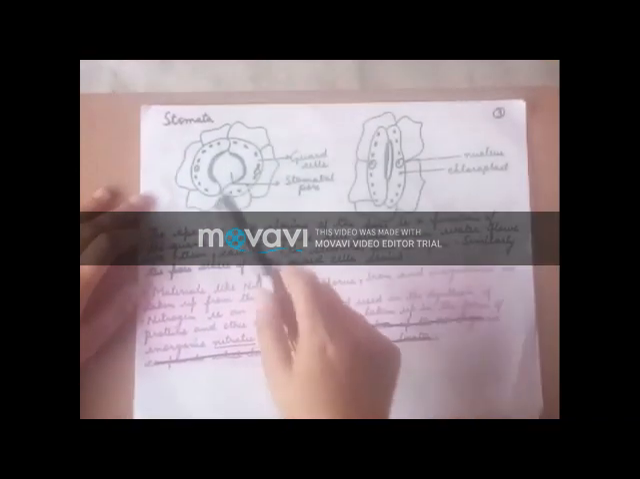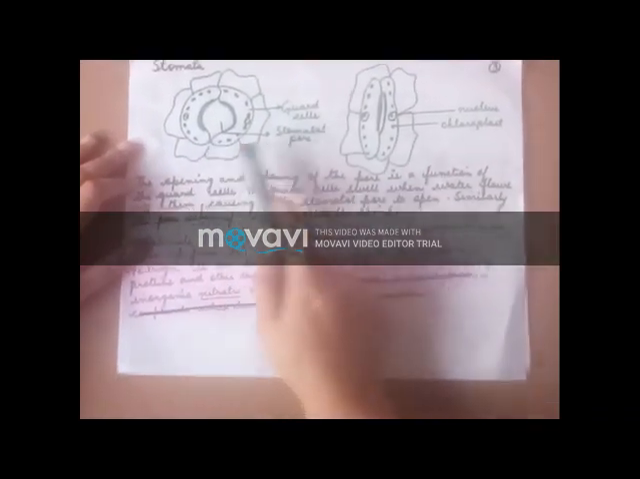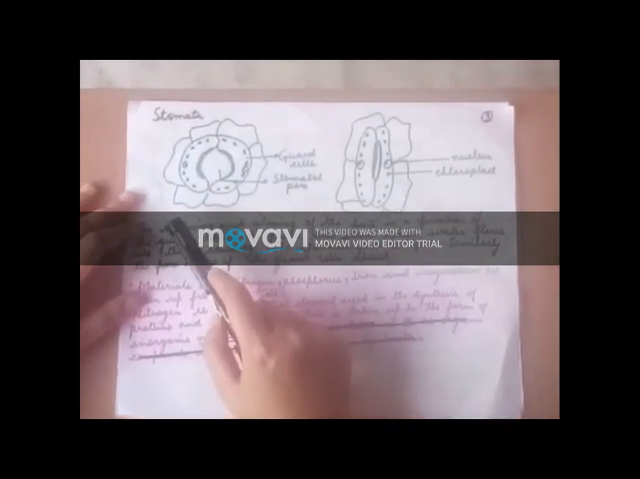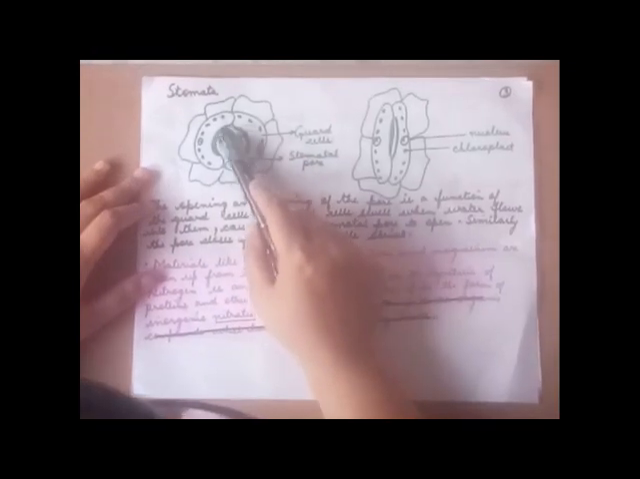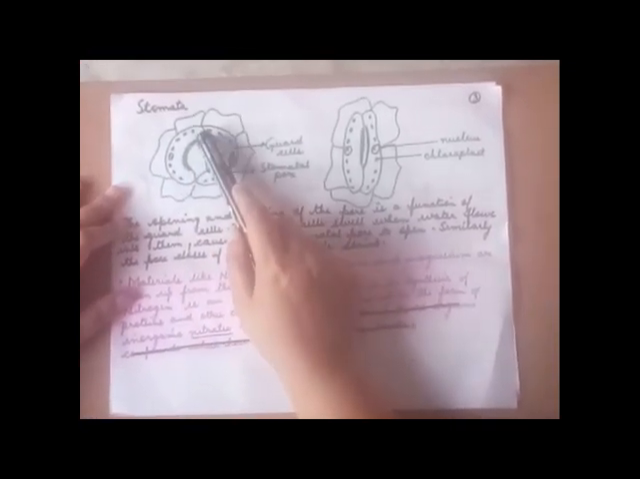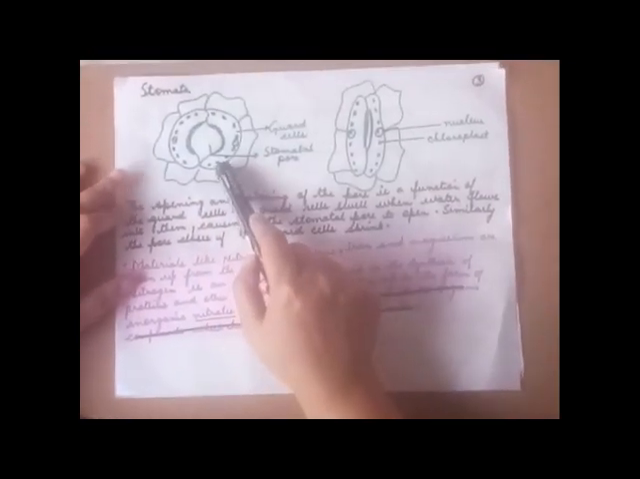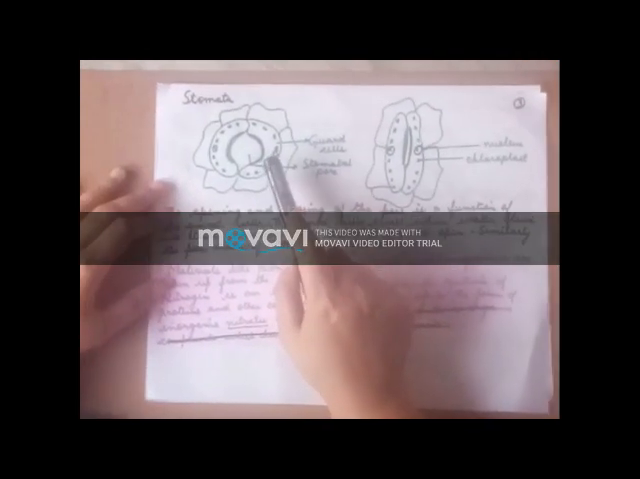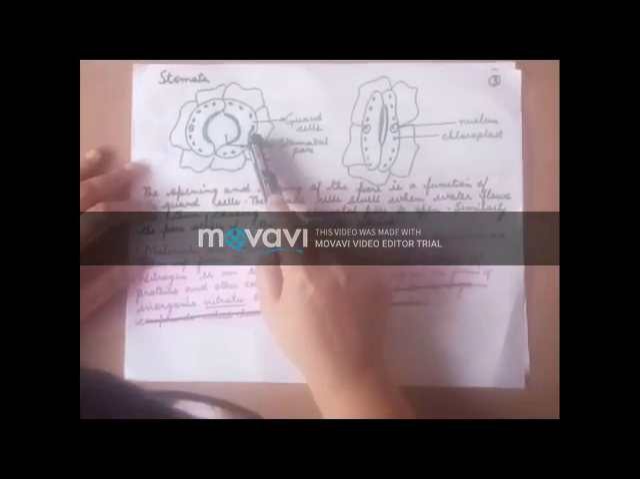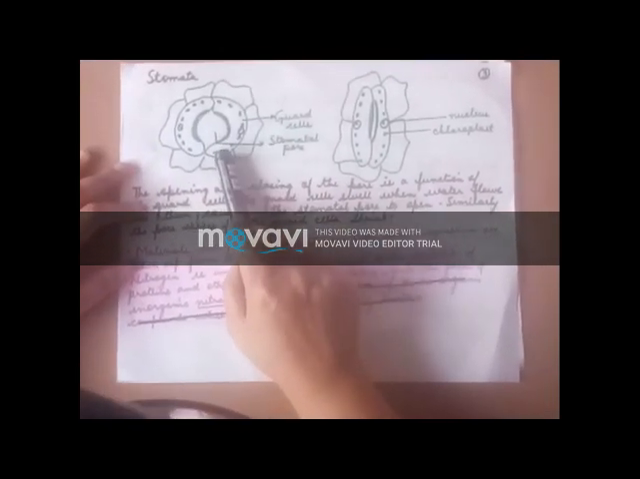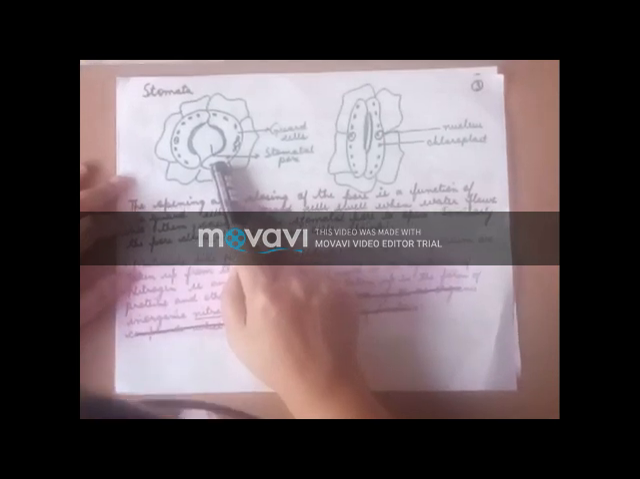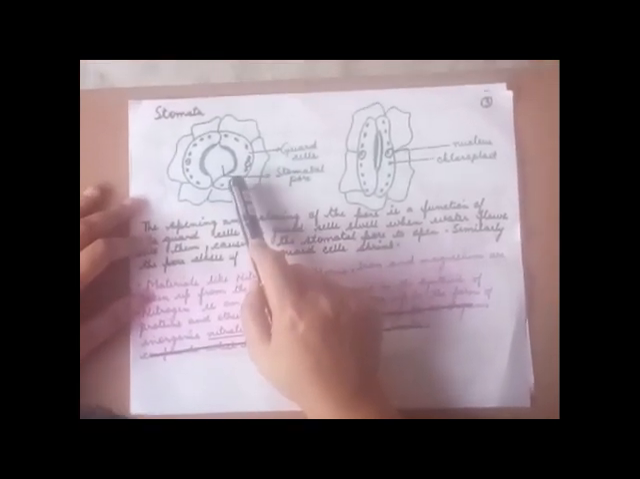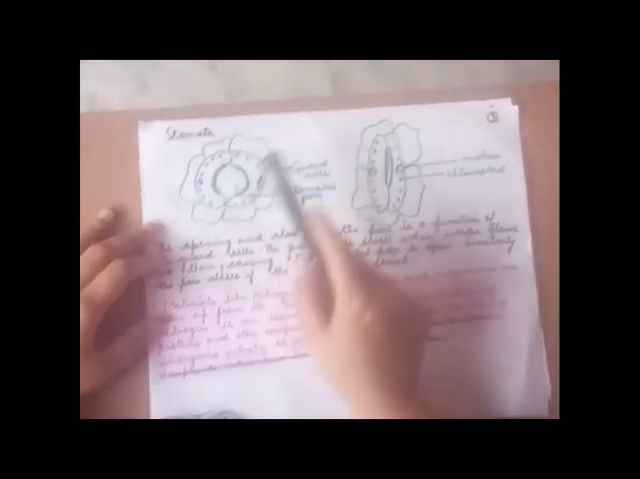Good morning, class. This is the structure of stomata, which I have drawn over here. Let's study the structure of stomata. Surrounding the stomatal pore are the two guard cells, and these two guard cells are bean-shaped structures. Within the guard cells, we can see the presence of a nucleus as well as chloroplast. If it has chloroplast, it means it can prepare its own food.